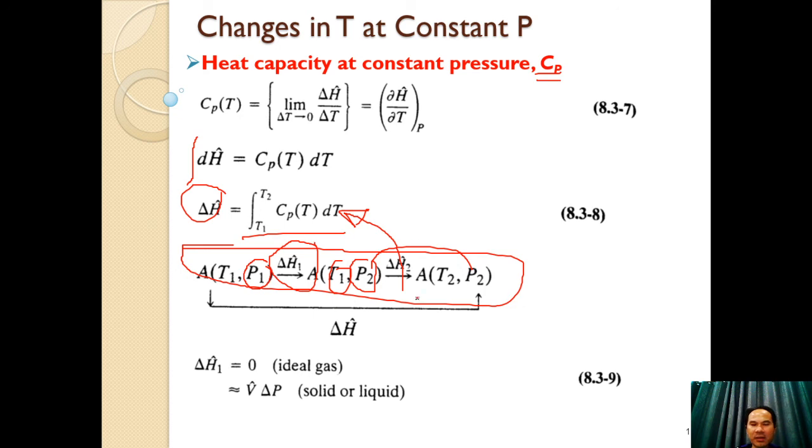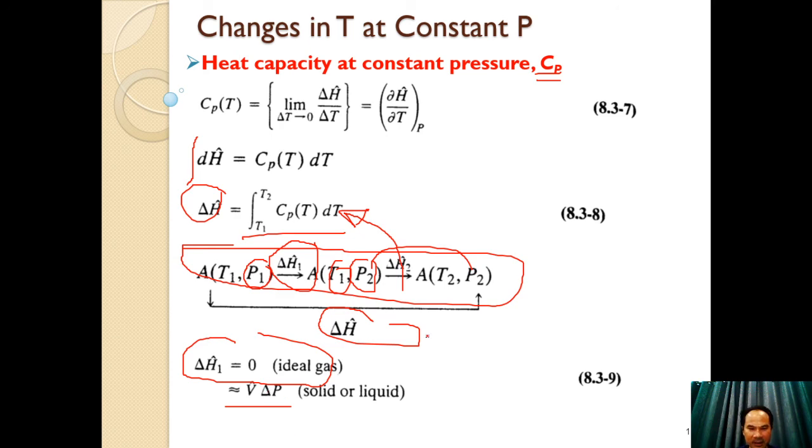For this case, delta H equals delta U plus delta PV. For ideal gas, delta U equal to 0. That's right, this is for ideal gas. But for solid or liquid, delta U equal to 0, you get delta H equal to V delta P, as I told you earlier. Because you know delta H equals delta U plus delta PV. For V constant, you get V delta P.